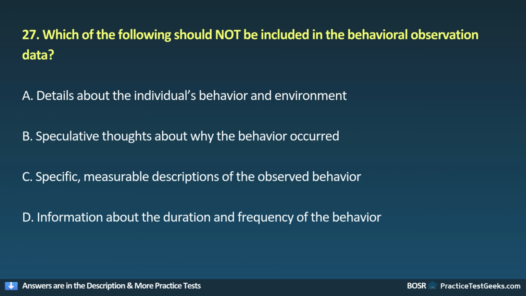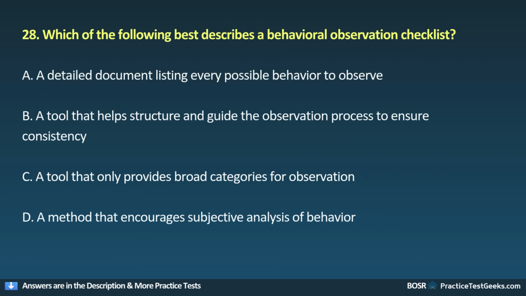A. Details about the individual's behavior and environment. B. Speculative thoughts about why the behavior occurred. C. Specific, measurable descriptions of the observed behavior. D. Information about the duration and frequency of the behavior. 28. Which of the following best describes a behavioral observation checklist?